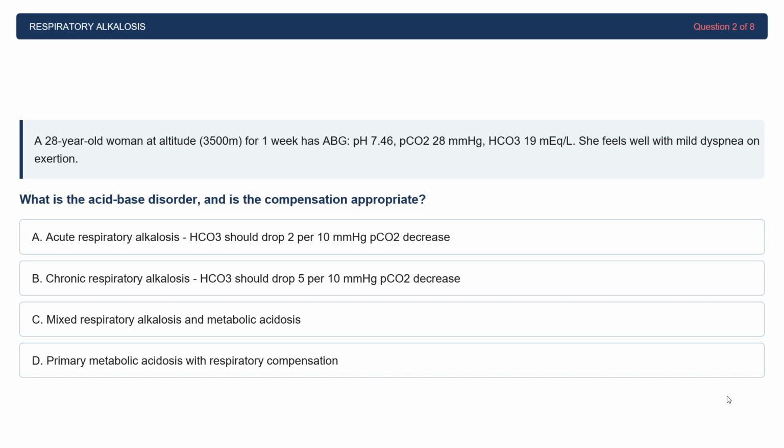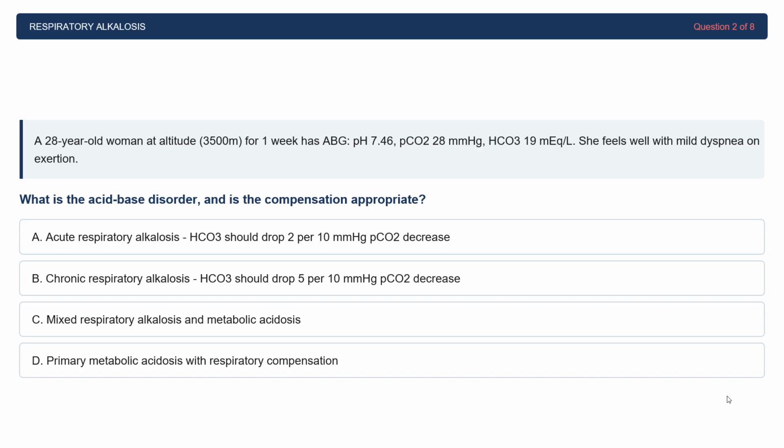Moving on, we have a 28-year-old woman at an altitude of 3,500 meters for 1 week who has an ABG with pH of 7.46, PCO2 of 28, bicarbonate of 19. She feels well with mild dyspnea on exertion. What is the acid base pattern here, and is the compensation appropriate?